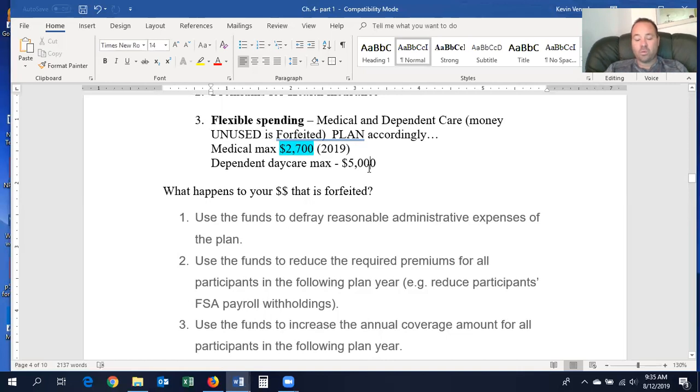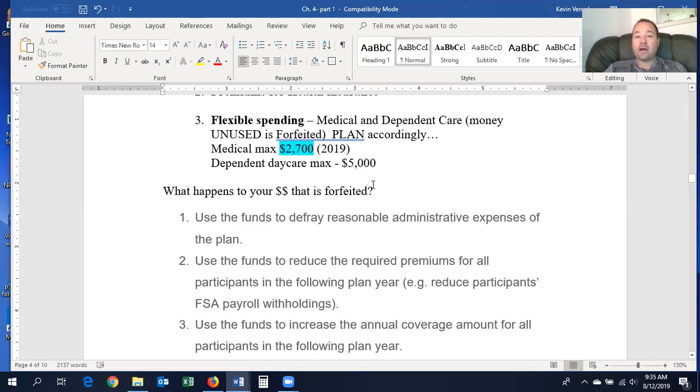Now, there is one big bad item to that: if you don't use it in a flexible spending account, you lose it. So you always want to be on the low side, but if you almost always have some money being paid towards medical bills and prescriptions, then you should set aside money. Otherwise, you're just losing it. The same goes for dependent daycare.